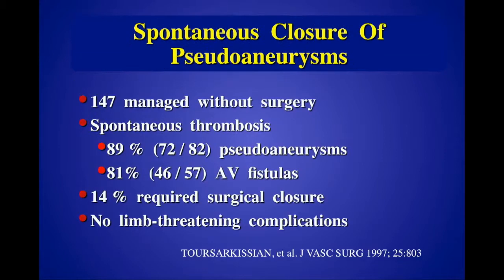The others were followed. That was a group of 147 vascular abnormalities, and you can see that 89% of the pseudoaneurysms in this series spontaneously thrombosed. And maybe a little surprisingly, 81% of the AV fistulas, these very high flow states, also spontaneously thrombosed. 14% of that group ended up going to surgery, and there were no significant complications.